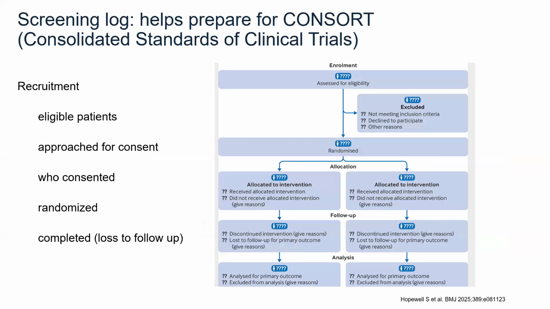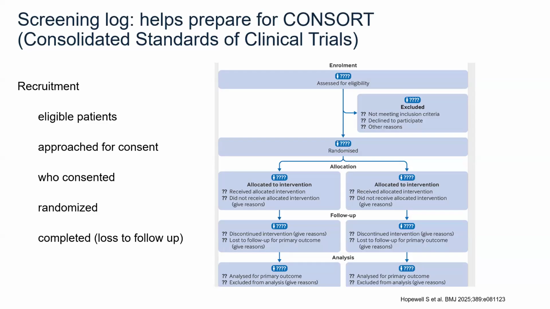I think every clinical trial requires a screening log, and I think the vast majority will include a screening log. And the screening log helps to prepare for what is called the CONSORT, which is that sort of diagram that everyone sees at the beginning of each trial that's published, which is, how did you identify these patients? Who were they? Who were excluded? Who were allocated to interventions? And what was the follow-up of those patients?